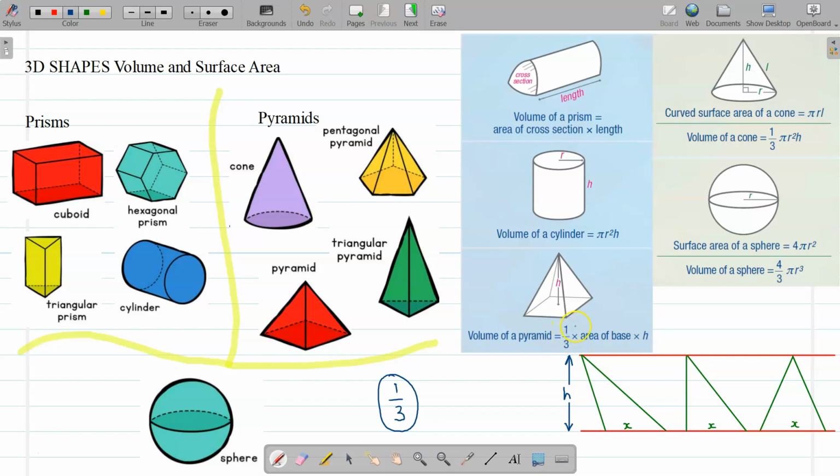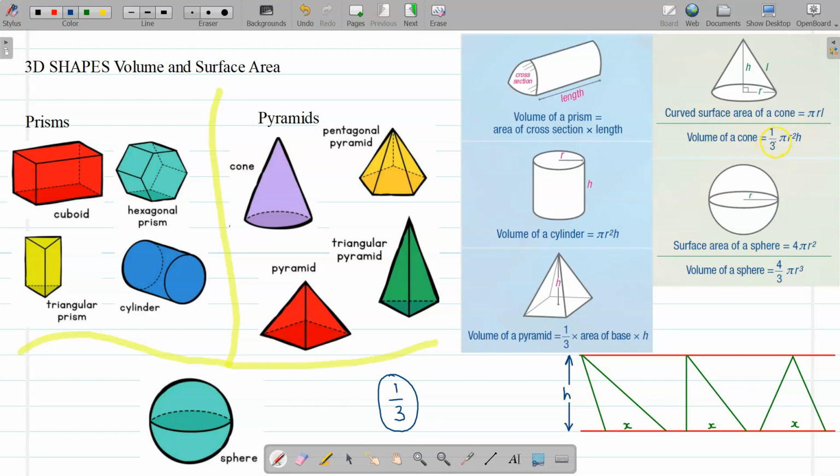Okay, and a cylinder is just an example of a prism in that the base area is the area of a circle, which is pi r squared, and you multiply that by the height of the prism or the length of the prism. A cone is just like a pyramid. Okay, the volume of a cone is a third of the base area pi r squared times the height. Okay, that's the volume of a cone.